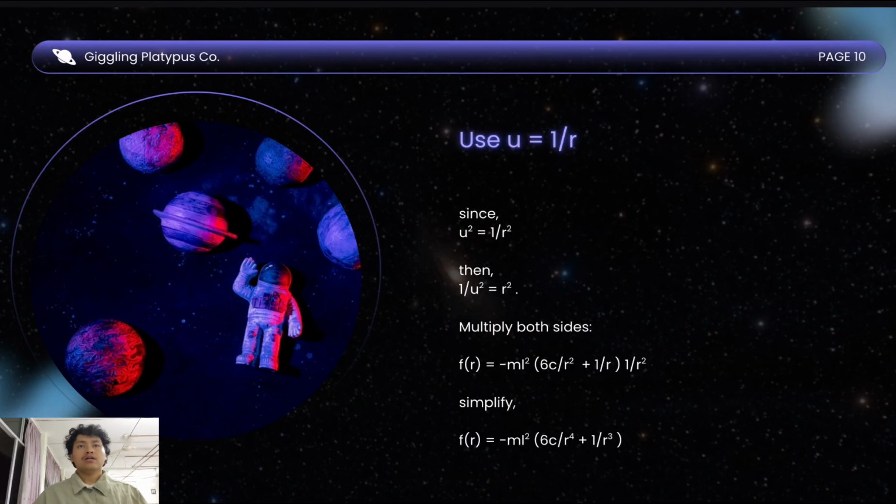So next, we're going to use again u equal to 1 over r. Since u square equal to 1 over r square, then 1 over u square is equal to r square. We're going to multiply this on both sides, where we get f of r equal to negative ml square times 6c over r square plus 1 over r, times 1 over r square. So we're going to simplify it, and we get f of r equal to negative ml square times 6c over r to the power of 4 plus 1 over r to the power of 3, and that will be our final answer.